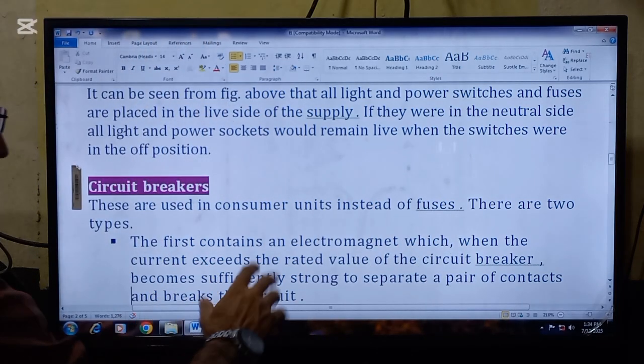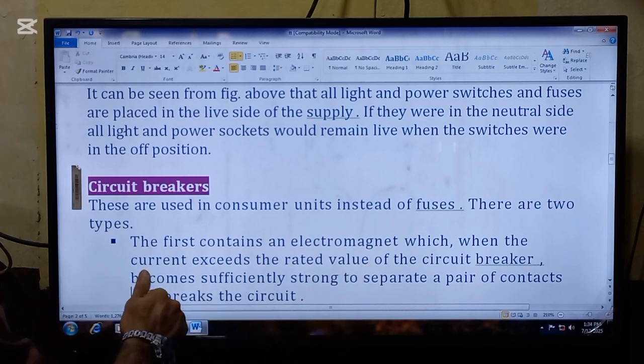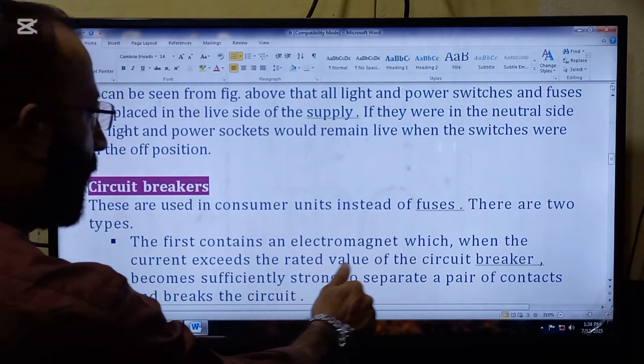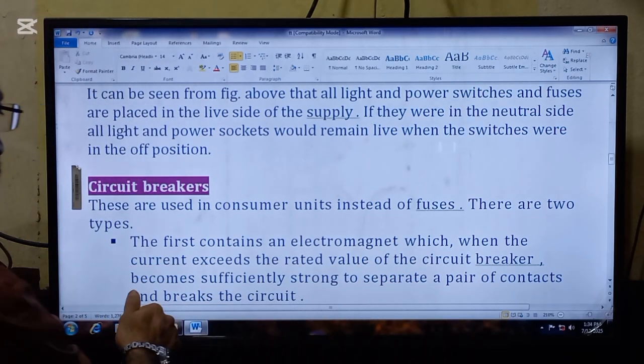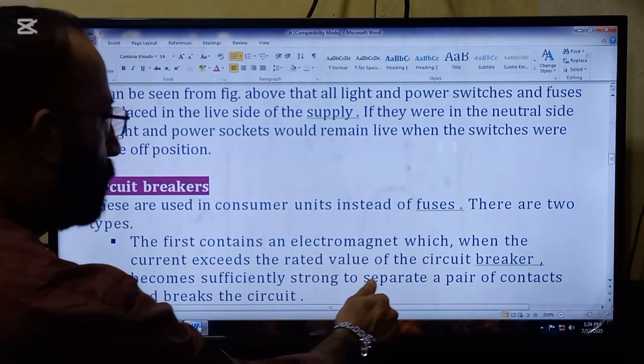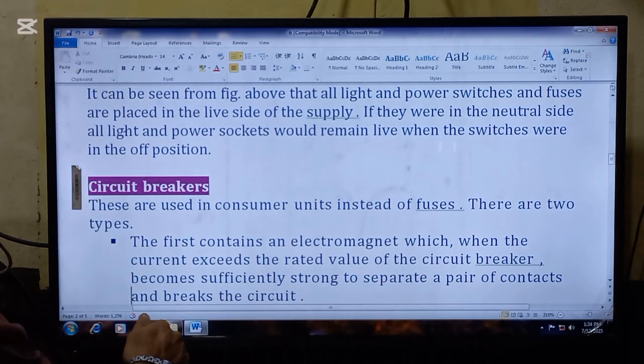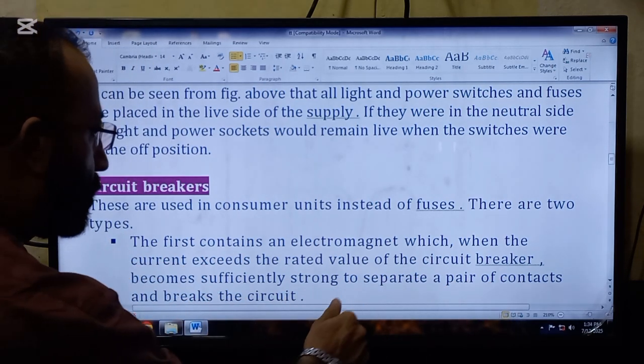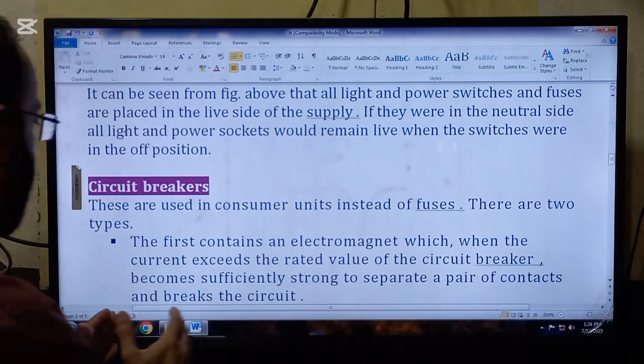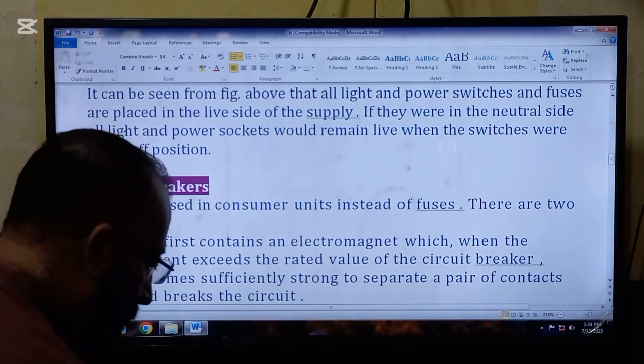There are two types. The first contains an electromagnet which, when the current exceeds the rated value of the circuit breaker, becomes sufficiently strong to separate a pair of contacts and breaks the circuit.